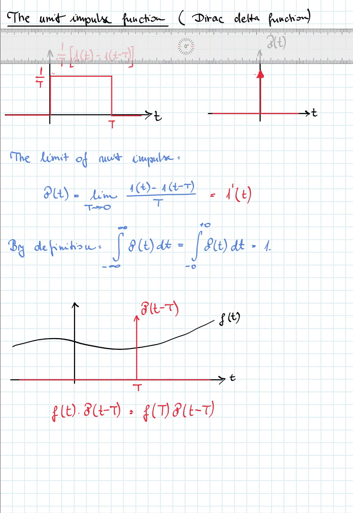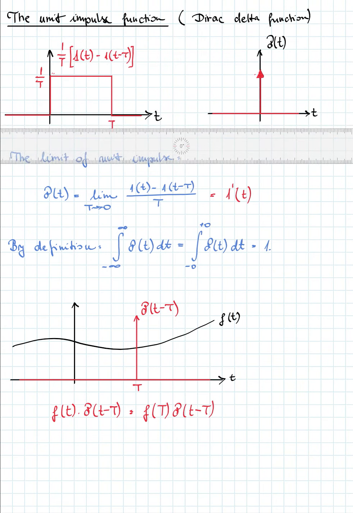Let me introduce the so-called unit impulse function. The other name for the unit impulse function is the Dirac delta function, after the great scientist Paul Dirac. For the definition of the unit impulse function, we are going to use a very simple way, and we are not going to go deep into the Dirac delta function.